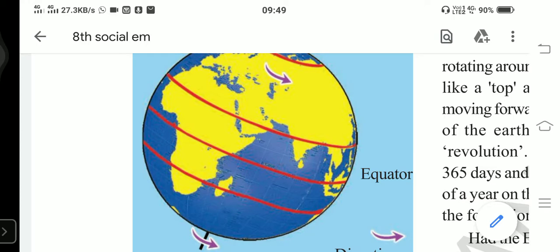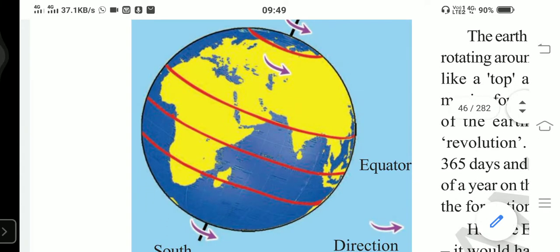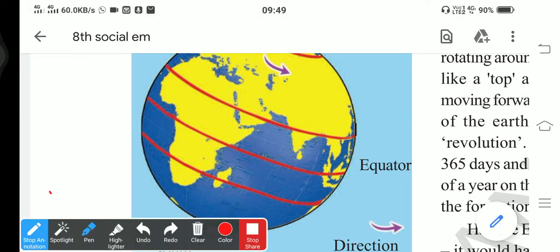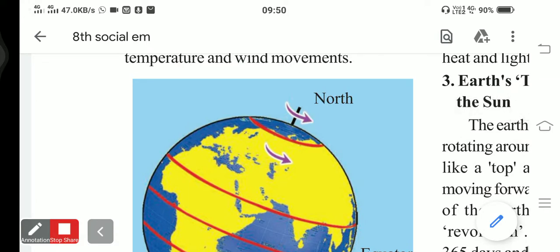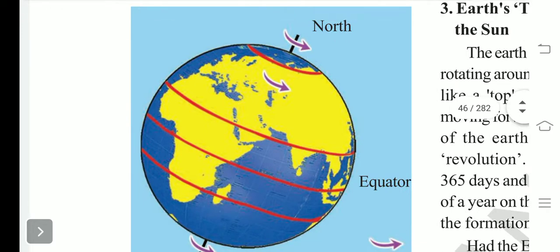So at the equator the temperature is high, so it is warmer. At the equatorial region it is warmer. Then near the poles it is cold, and at the equator it is warm, because the insolation is high. So due to this we find the seasons are different. This is the point we discussed. Again, another point is next, that is the earth's rotation on its axis.